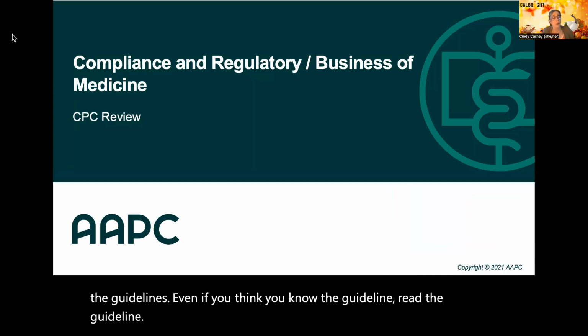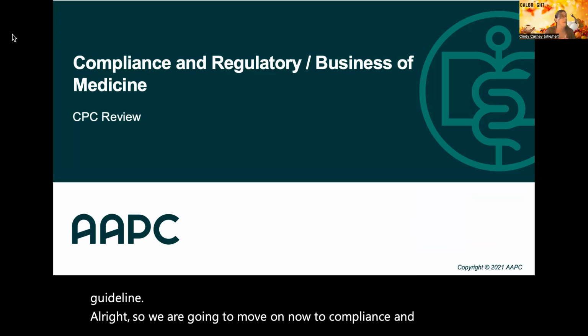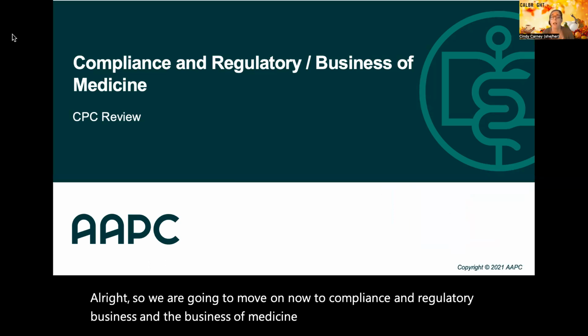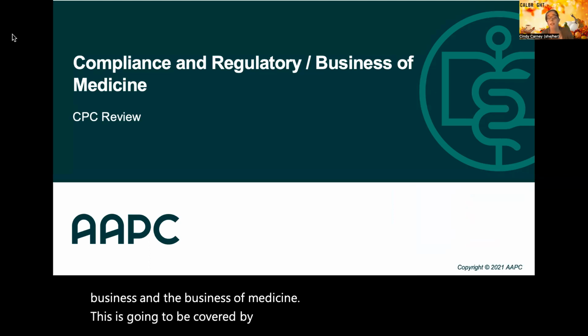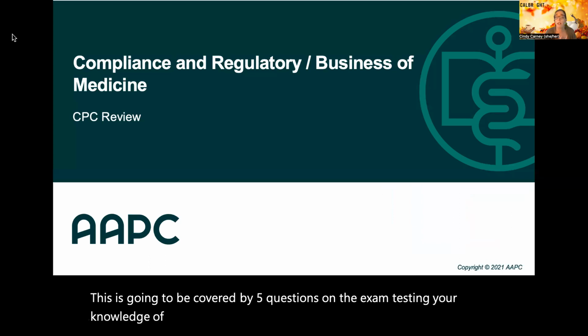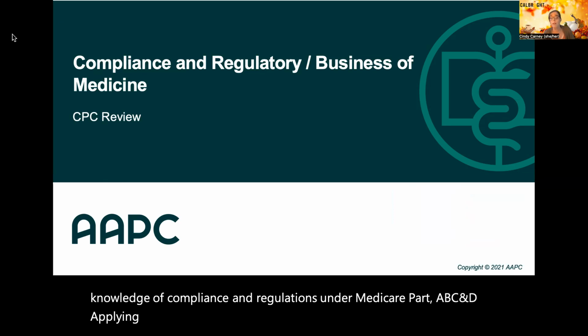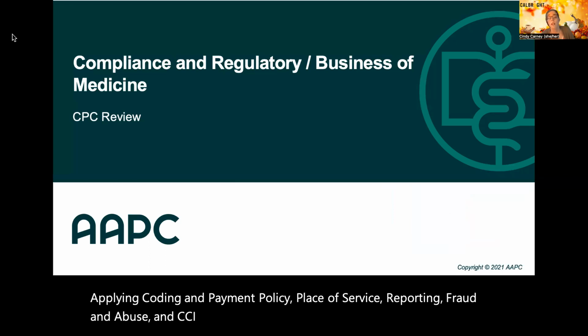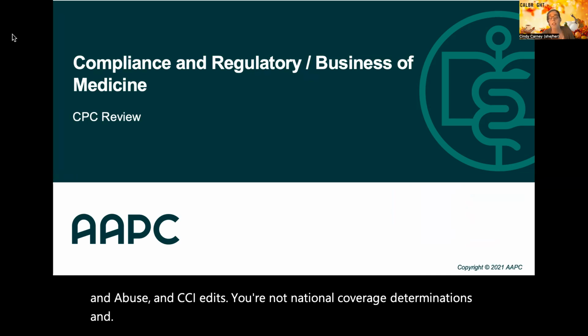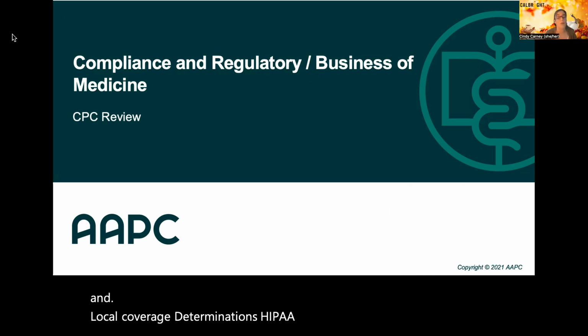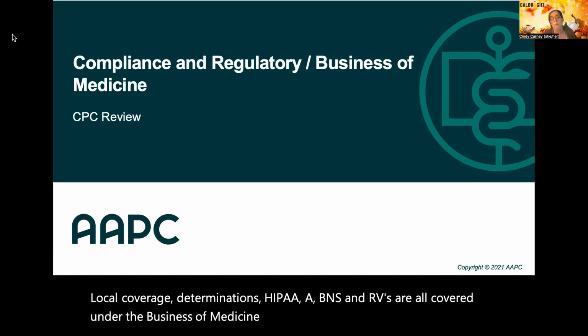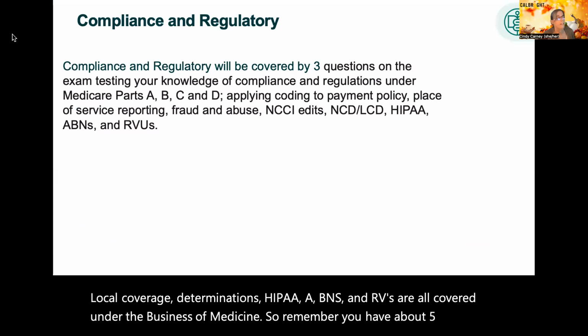All right. So we are going to move on now to compliance and regulatory business in the business of medicine. This is going to be covered by 5 questions on the exam, testing your knowledge of compliance and regulations under Medicare's Part A, B, C, and D. Applying coding and payment policy, place of service reporting, fraud and abuse, NCCI edits, your national coverage determinations and local coverage determinations, HIPAA, ABNs, and RVUs are all covered under the business of medicine. So remember, you have about 5 questions on this section.